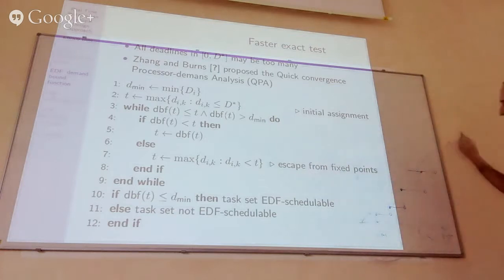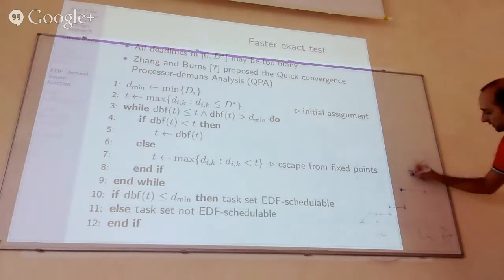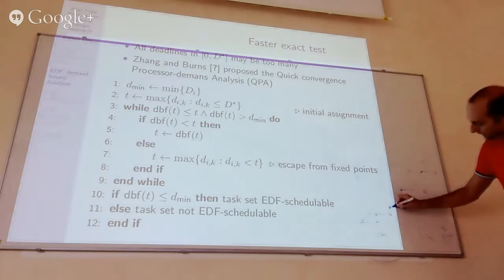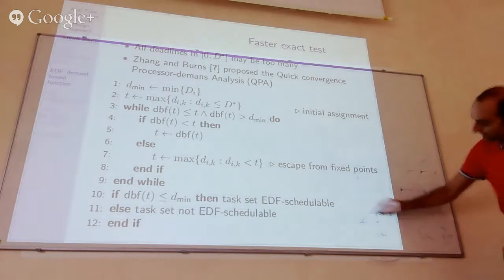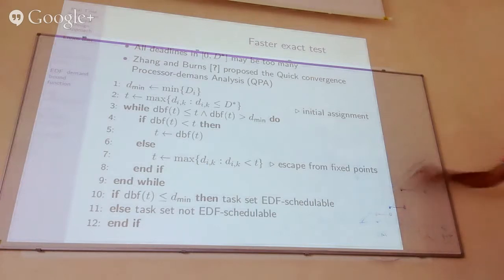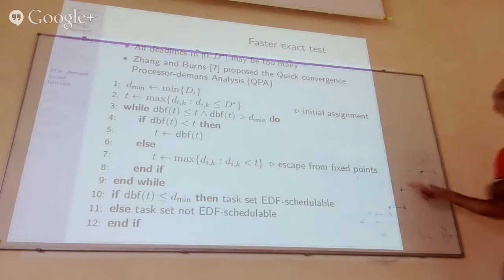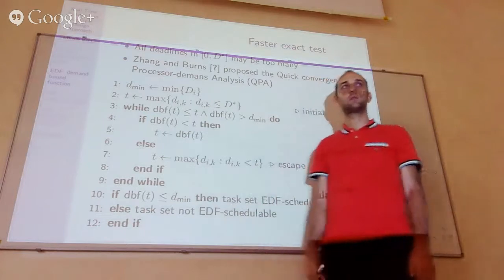The observation is that the DBF is always below this sort of envelope that we construct by doing this pattern, while T is always above. So basically, for each iteration, you find the largest absolute deadline less than the previous demand bound. The intermediate points are not necessarily deadlines. So in fact, here T takes DBF.